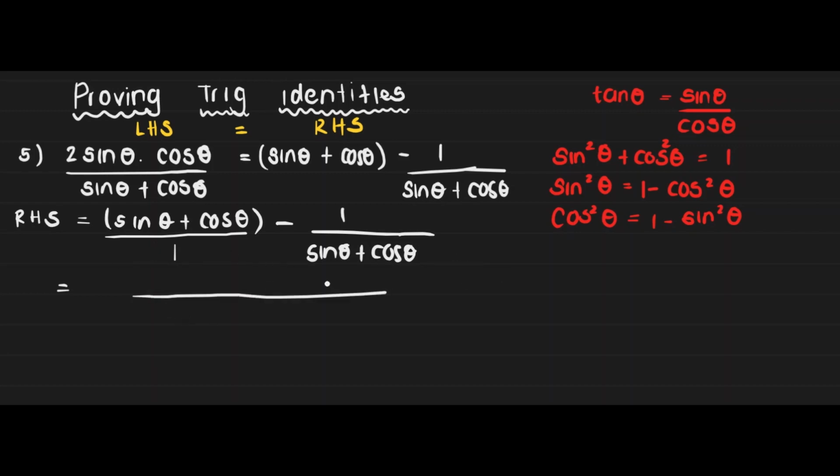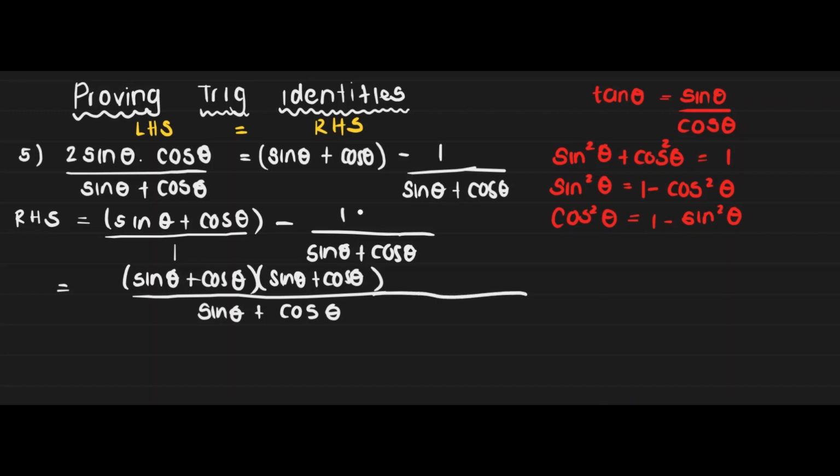So let's do that. So 1 multiplied by sine theta plus cos theta is going to be the same as sine theta plus cos theta. Then what we're going to do is, since this one's numerator is 1, and the whole numerator is sine theta plus cos theta, we need to multiply this and this together. So it's going to be sine theta plus cos theta, all multiplied by this one, so sine theta plus cos theta. Then this one needs to be multiplied by this one. So it's going to be the same as minus, don't forget the sign, minus 1 multiplied by 1, which is the same as 1.